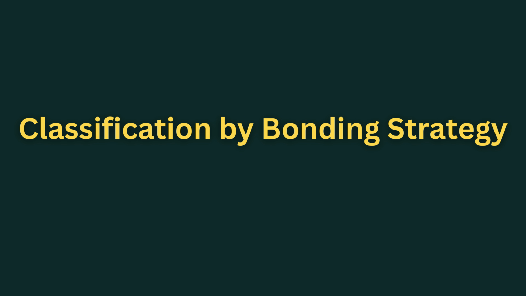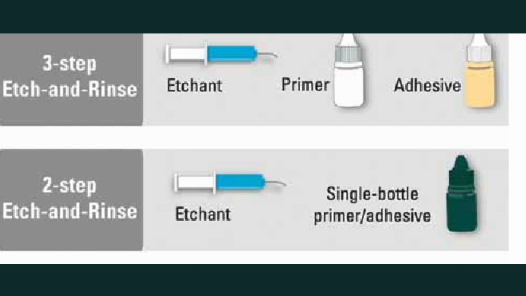Classification by bonding strategy. Modern adhesive systems are more commonly categorized by mechanism of adhesion rather than generation. Etch and rinse adhesives. Etch and rinse systems involve three steps: acid etching with 35 to 37% phosphoric acid, application of a hydrophilic primer, application of bonding resin. Etching removes the smear layer and demineralizes dentin, 3 to 5 micrometers depth, exposing collagen fibrils.